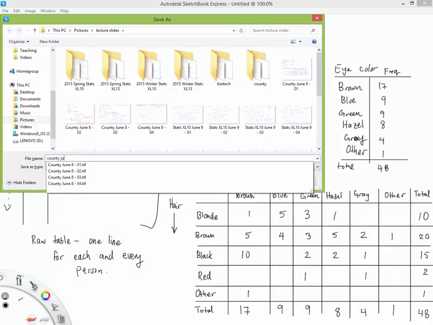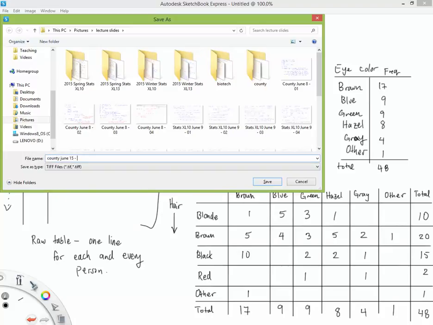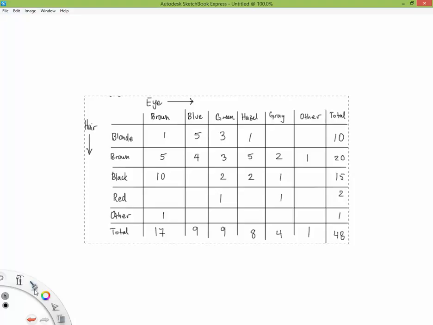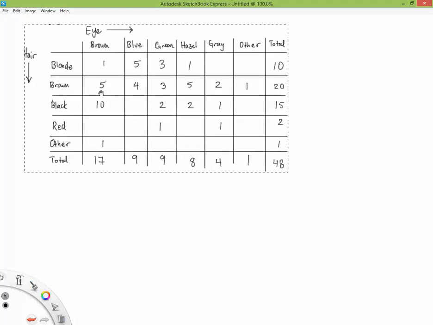County June 15th. All right. Okay. Is that good? I'm going to flip to the next page. All right. So here I'm going to just copy this thing.